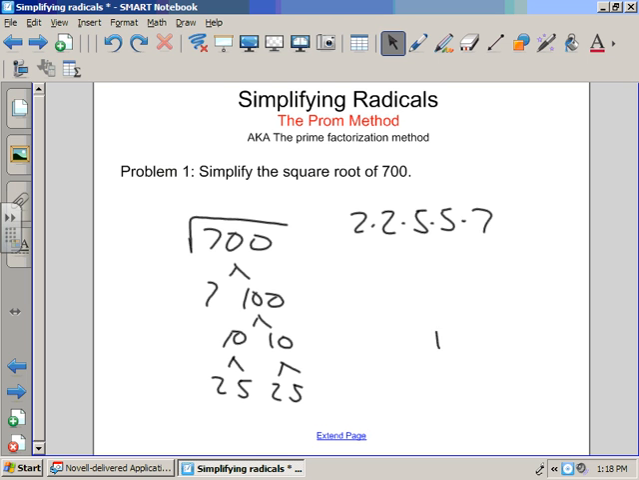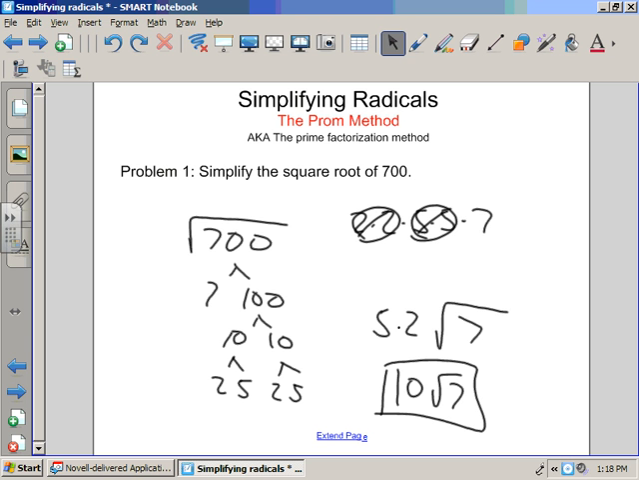I'm going to draw my house. The 2's become 1 and go to the prom. The 5's become 1 and go to the prom. The 7 stays home. My answer is going to be 10 times the square root of 7.